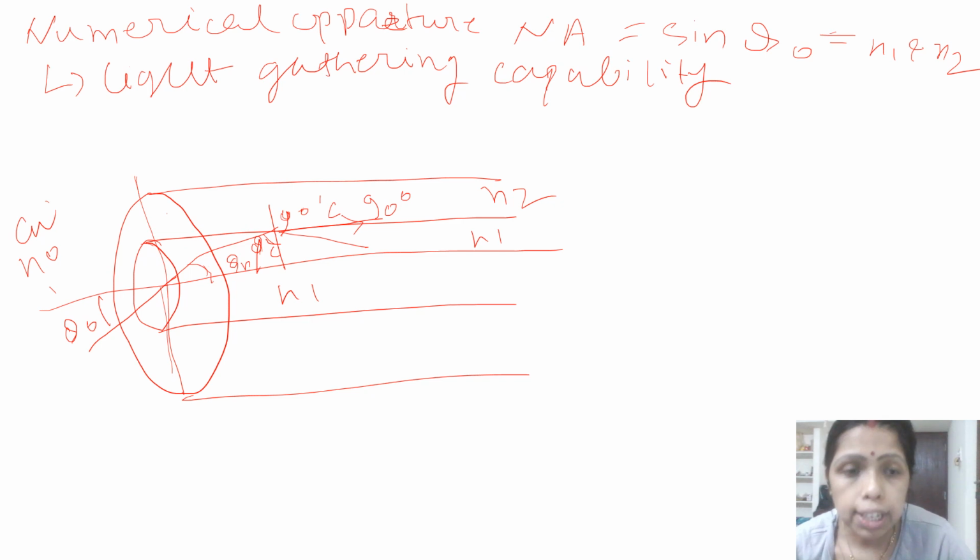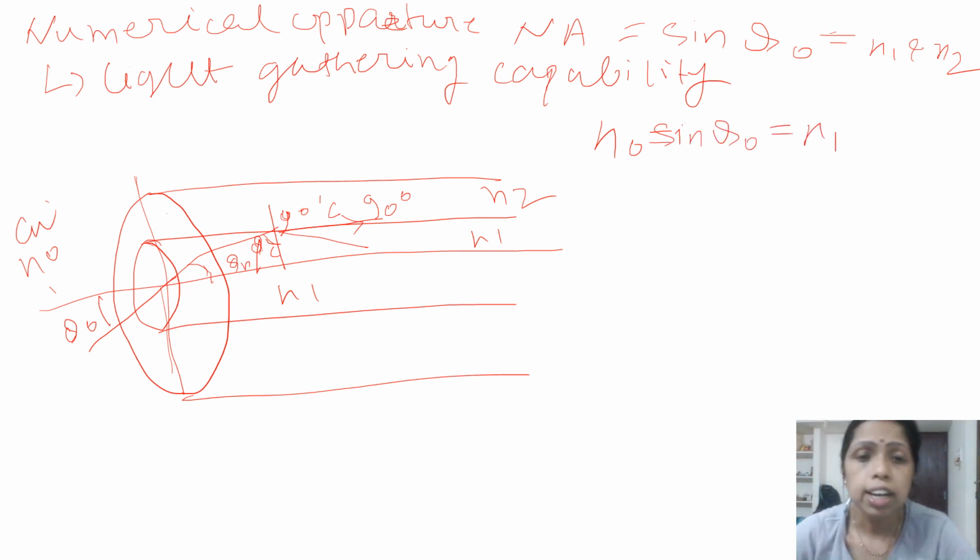Okay, so if we apply Snell's law between air and the core, then what is the formula? Eta naught sine theta naught is equal to eta 1. So I think the acceptance angle is clear. For creating the critical angle at the core and cladding interface, light should fall in such a way on the axis face of the optical fiber. That is called the acceptance angle. If it falls like this, it cannot create total internal reflection. When the light falls like this, it can create the critical angle, and if it falls like this way, then it can create total internal reflection.